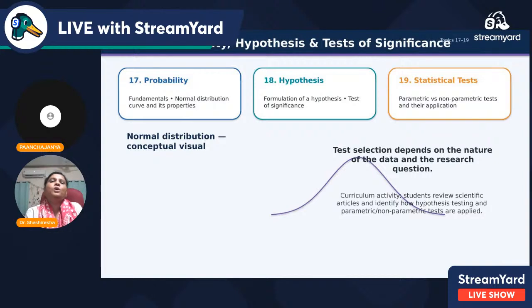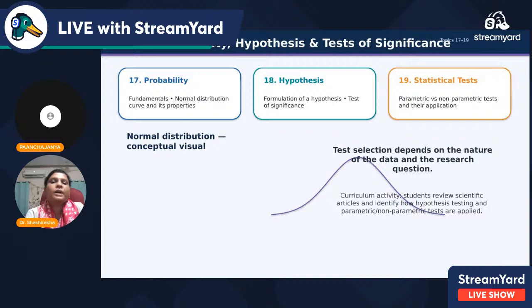Next, coming to probability. You must know what is probability. What I have mentioned below is the distribution curve, which will be a bell curve, dividing the curve into equal identical halves. What are the properties of probability? And you have to explain the normal distribution curve. This will usually come for MCQs.